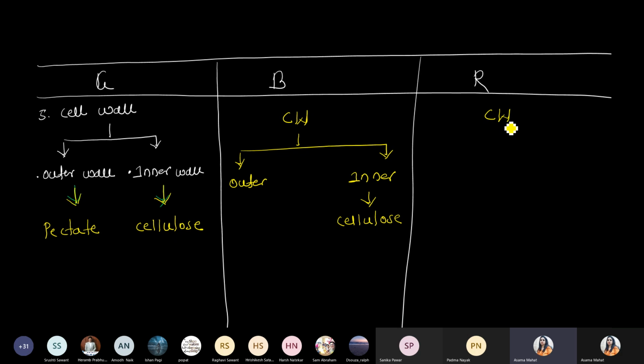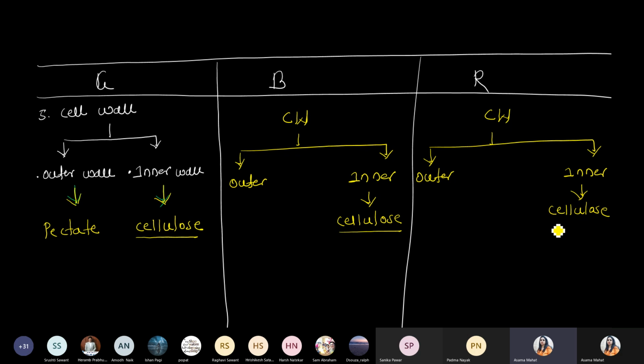Same scenario for the red algae. There is a presence of two types of wall, the outer wall and the inner wall. Same scenario, the inner wall is made up of cellulose. So there is no change with respect to the inner wall. Green algae, brown algae as well as the red algae, all these three algae have an inner wall made up of cellulose.